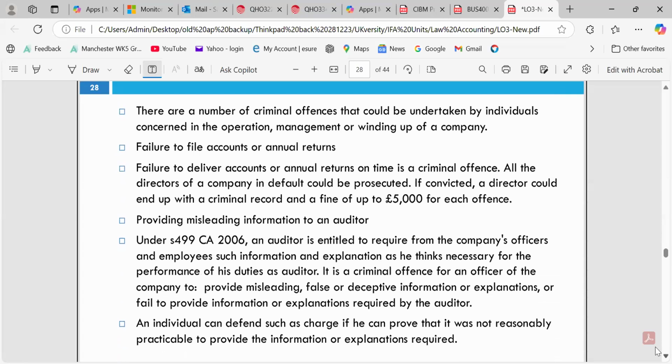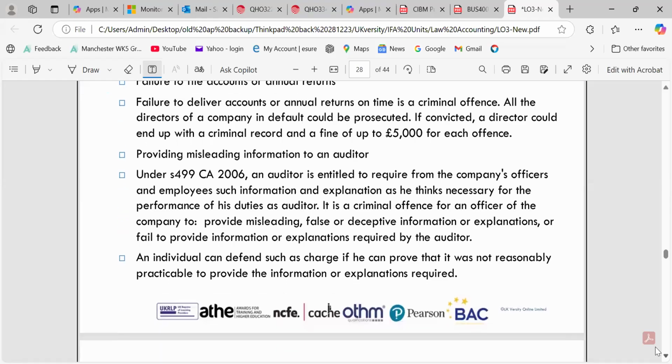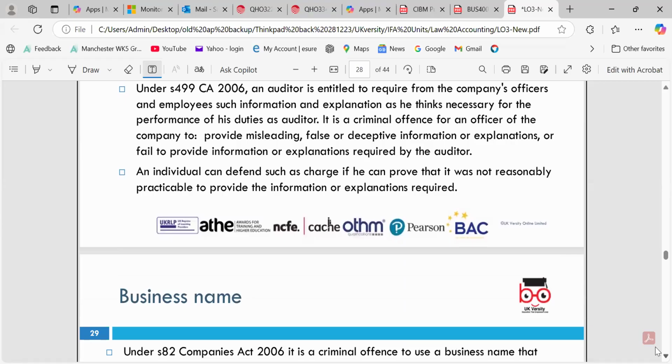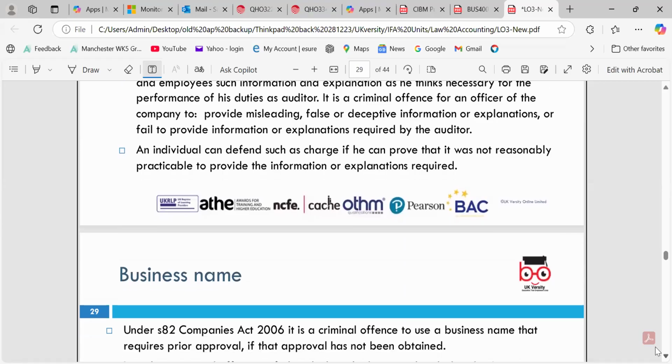The auditors are entitled to require from the company officer such information and explanations. If it is false and deceptive information or explanation, that leads to criminal matters where the individual can be fined, unless they prove that it was not reasonably practicable to provide the information and explanation required.